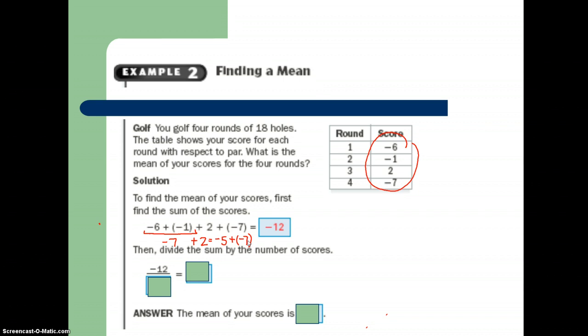Now we need to divide the sum by the number of scores. There are 4 rounds and 4 scores. So negative 12 divided by 4, different signs, so the answer is going to be a negative, and it is negative 3. That's the mean of your scores.